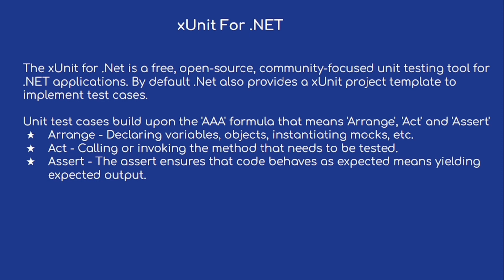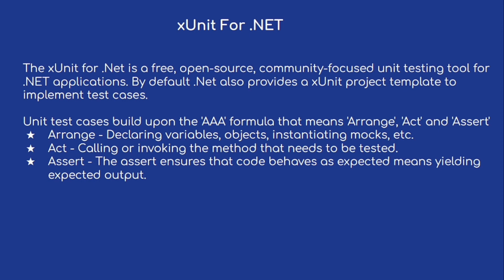By default, .NET also provides an xUnit project template to implement the test cases. We can find an xUnit project from Visual Studio, or use the .NET CLI command directly to create the xUnit project. Unit test cases generally build upon the AAA formula, that means arrange, act, and assert.